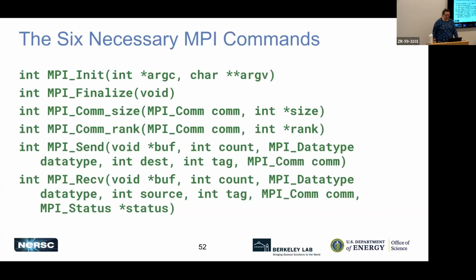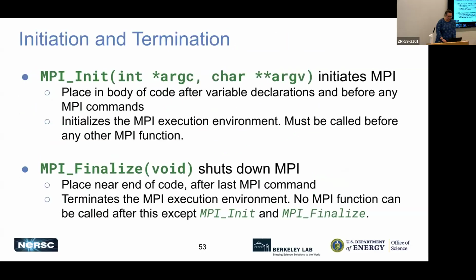All right, so these are the 6 necessary MPI commands that you need to know, and then you'll be able to write just about any algorithm in parallel. Yeah, so let's go through what these are. So the first 2 are about initialization and termination of MPI. So MPI init initiates MPI. You put this in the body of your code, after your variable declarations, but right before any other MPI commands. And it initializes the MPI environment.